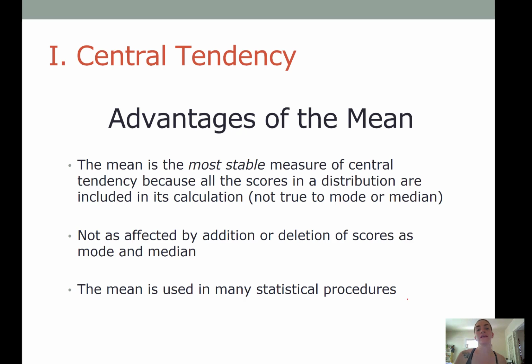Also, the mean is not as affected by the addition or deletion of scores. So if one person were removed or we added one person to our sample, the mean won't vary very much. But you notice that if you took someone out from your sample or added a score back into your sample, then the mode or the median could be greatly affected by that process. And because of these things, the mean is used in many of our statistical procedures. It's such a stable measure.